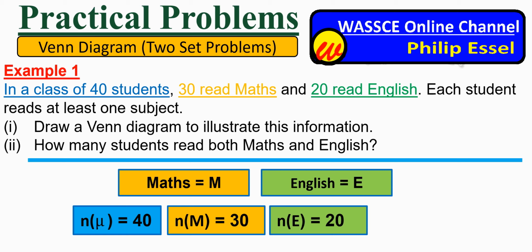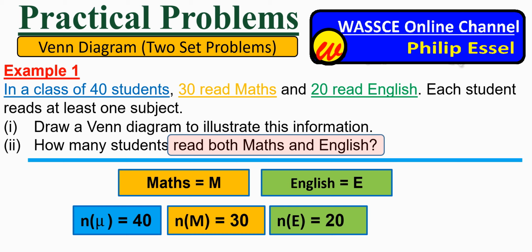Also from the question, we are asked how many of the students read both maths and English. Now, we are not told the number of this group of students. Rather, we are asked to find the number of this group of students. And of course, because we do not know, what we're going to do is this: we are going to represent that information by X. So X will indicate the number of students who read both maths and English.